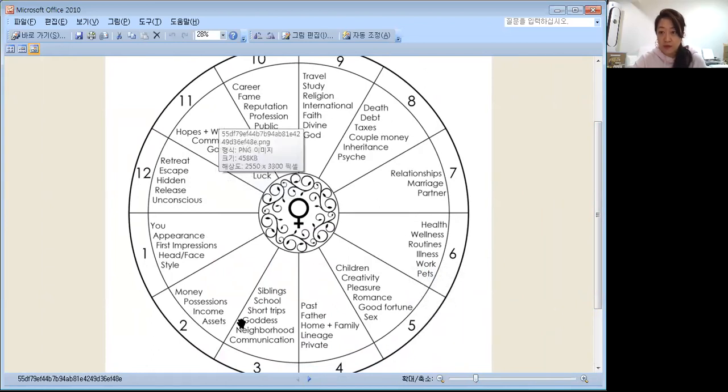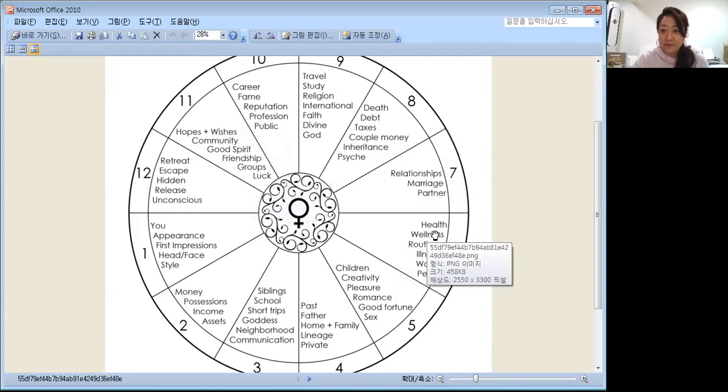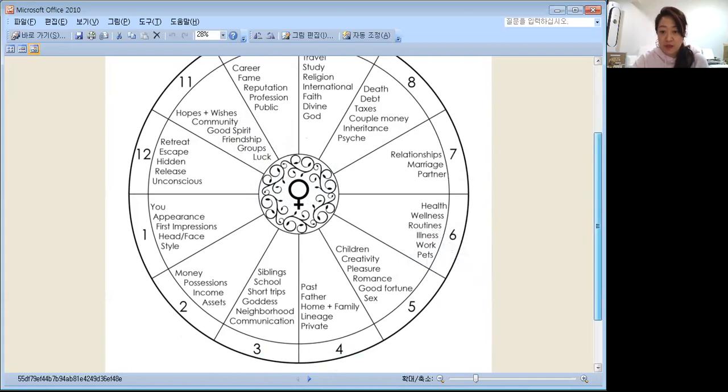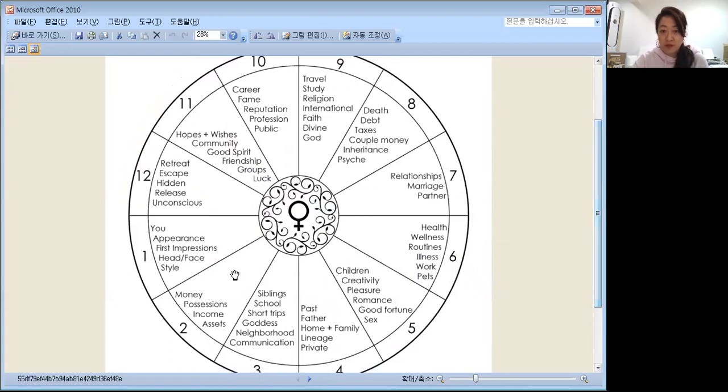All right, so I'll upload this to the Facebook group, the thread that I asked the poll on. If you have any questions, I'll do a follow-up Q&A. But I really hope that this covers everything you want to know about how to read your houses and what they mean.